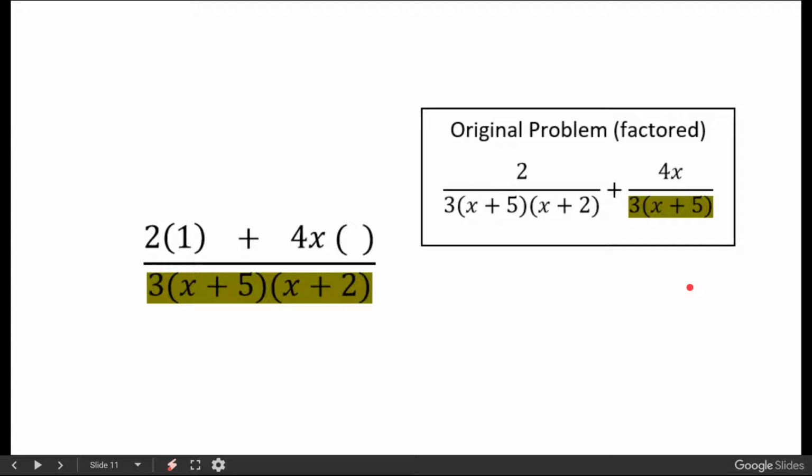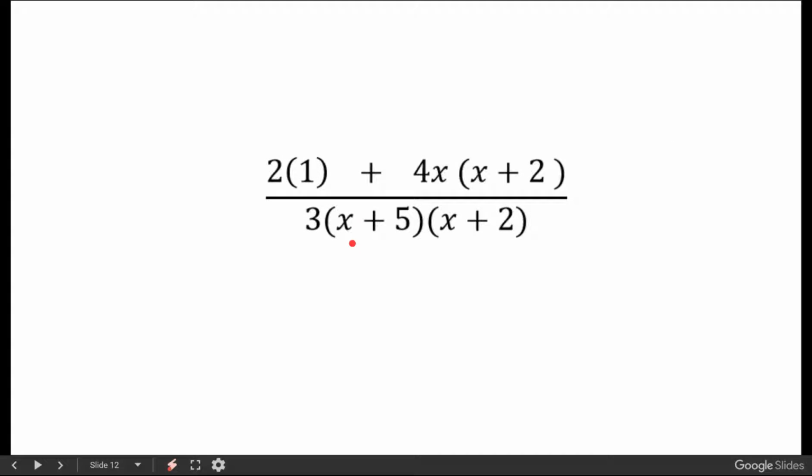If we look at the second term in the expression, notice that we are missing the x plus 2. So in other words, if you divided 3x plus 5 into our new denominator, we would still have an x plus 2 remaining. As the students like to say, when you compare what's extra, the x plus 2 is what's extra, and that's what's going to go right here. So now we have completed it.